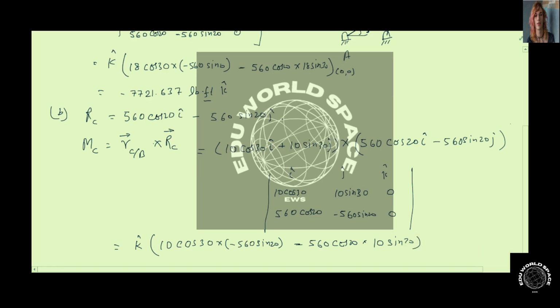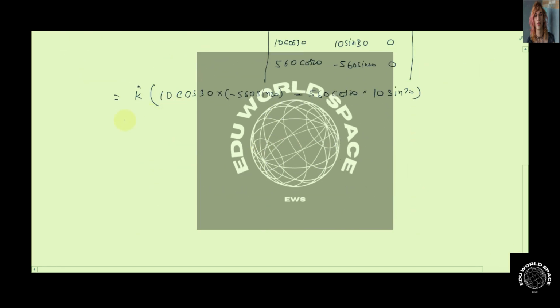We can solve this by using a calculator and it comes out to be minus 4289.798 foot-pound k cap. So this is the equivalent moment about point B, and the equivalent force about point B will be the same, that is the force acting at point C.